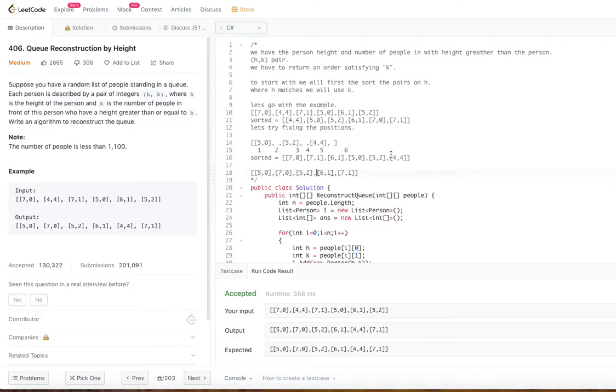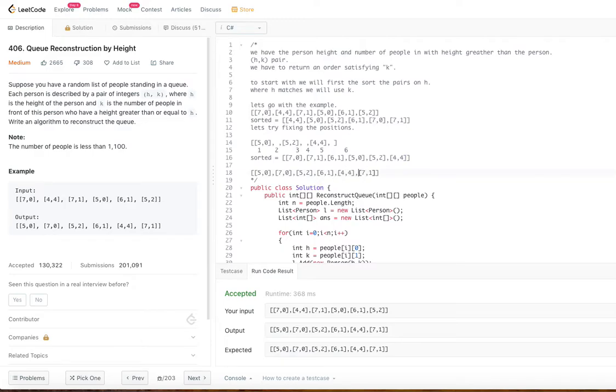Now take the last person, right? He's saying I am 4, but there should be 4 people in front of me whose height is greater than or equal to 4, right? So obviously he should go into the 5th position because the rest of them who are all there are already greater than his height, right? So he will be in the 4th position.